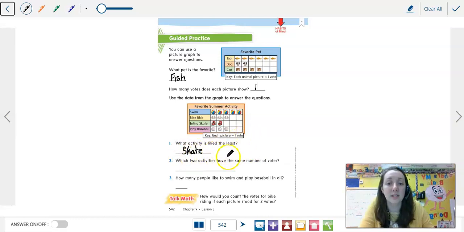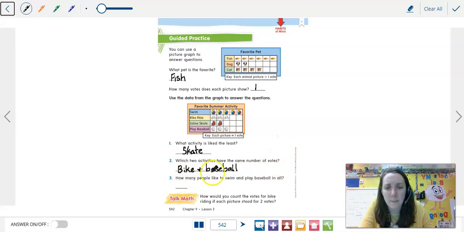Which 2 activities have the same number of votes? Okay, so I look up here and I see which 2 have the same. This one has 3 and this one has 3. So bike and baseball have the same amount of votes. I'm going to write a little shorter. So bike and, I'm putting that little sign for and, baseball have the same number of votes.